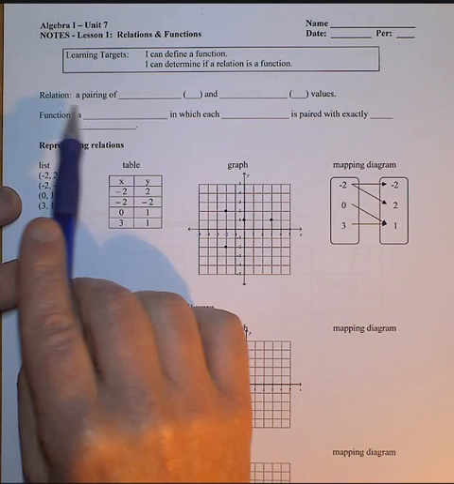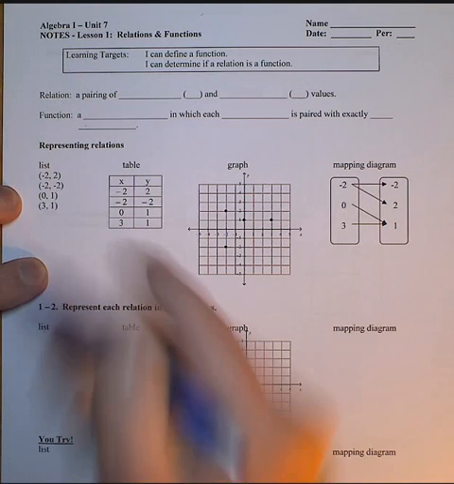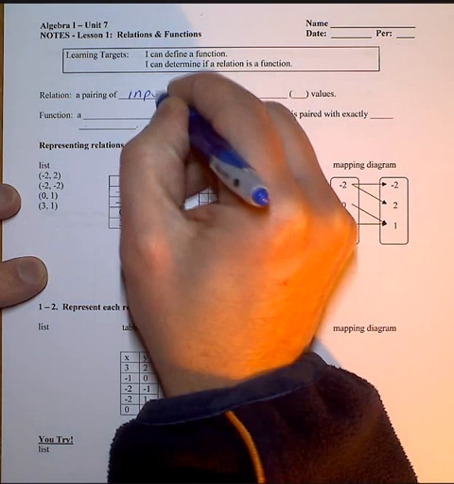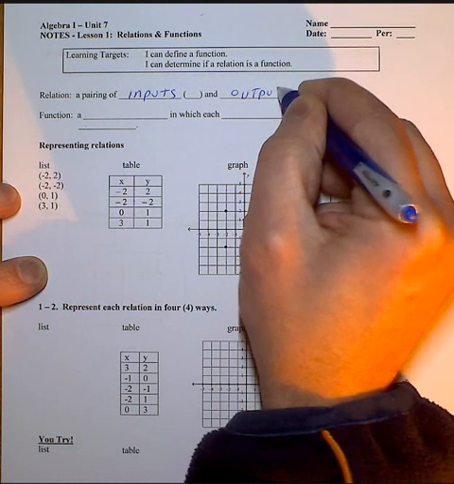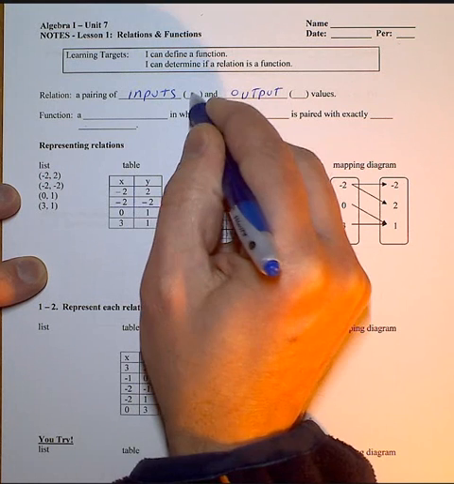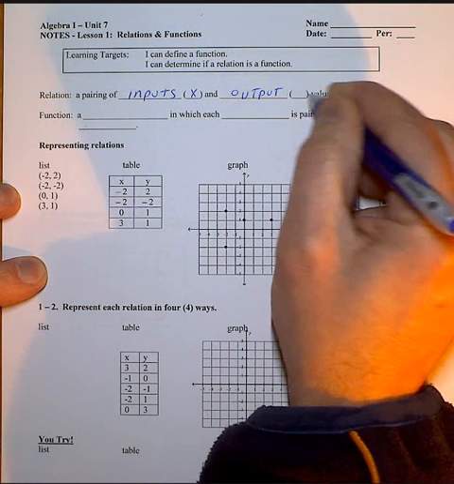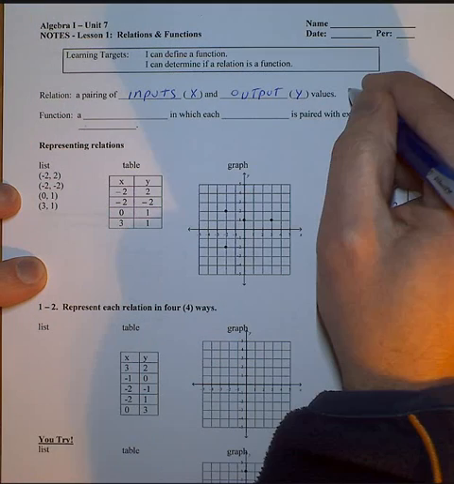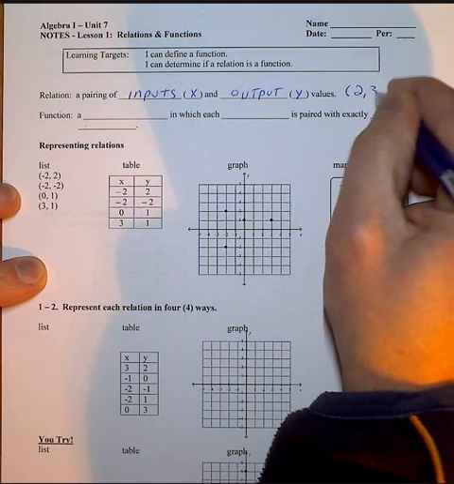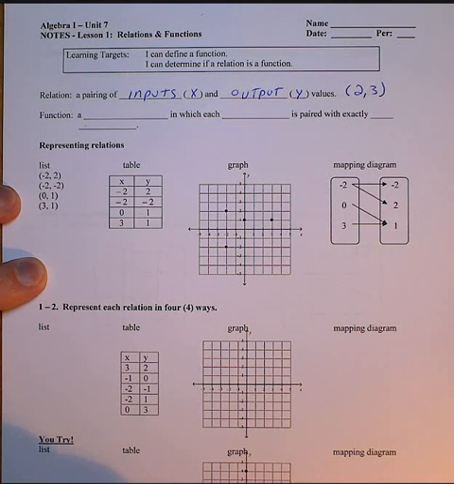A relation is a pairing of inputs and outputs. Okay? And whenever we have inputs, we're going to think of x values, and outputs are going to be y values all the time. So a relation could be an ordered pair. (2, 3). That's a relation. We're going to show you some other relations.